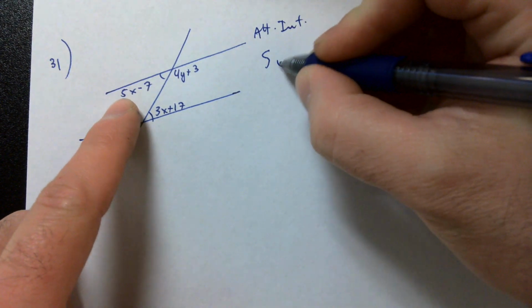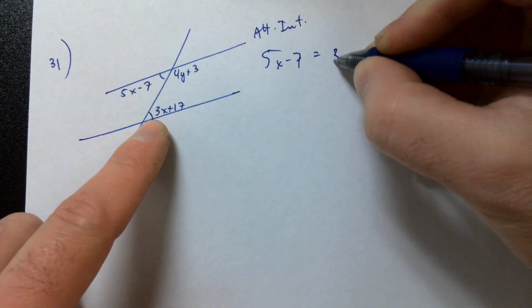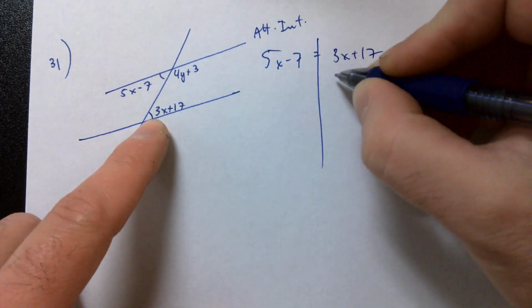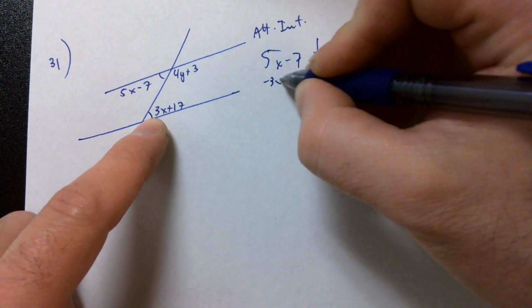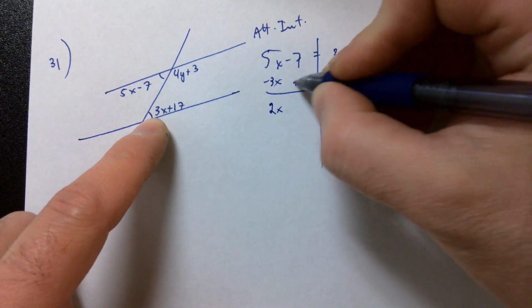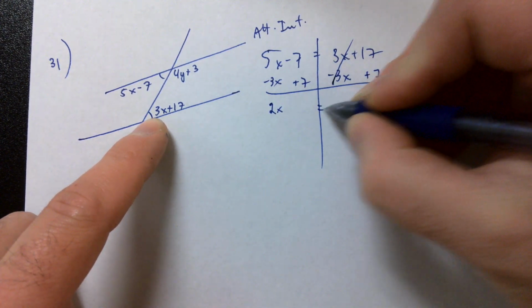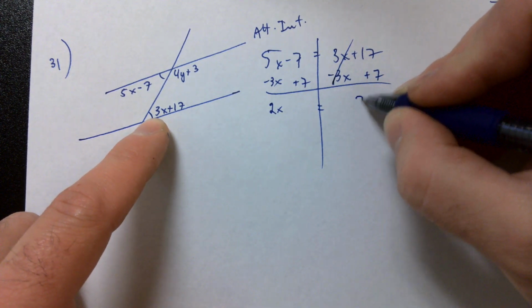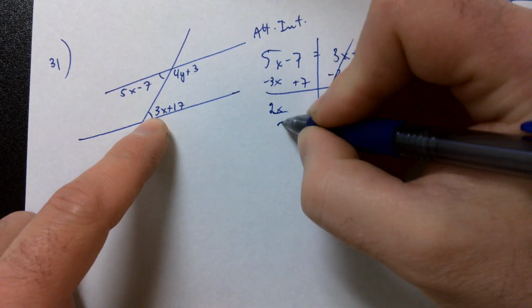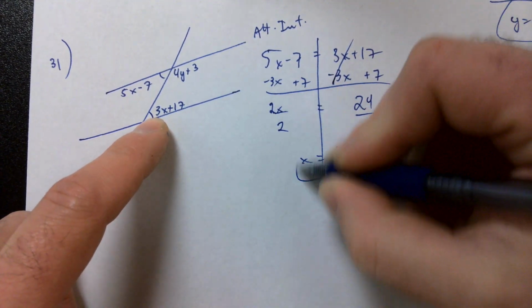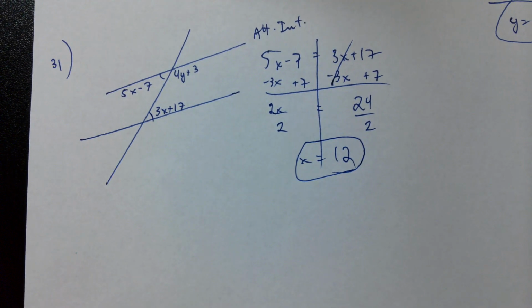I'm going to set 5x minus 7 equal to 3x plus 17. I'm going to bring the 3x over by subtracting. I'm going to bring the 7 over by adding. What is that, 24? Divide by 2, and x is equal to 12. There's my first half.